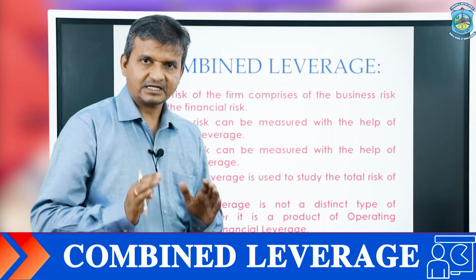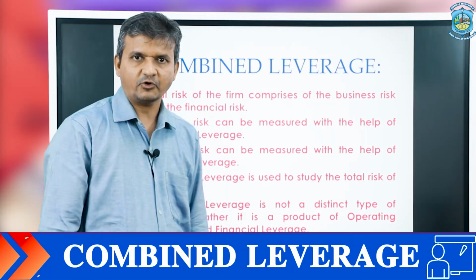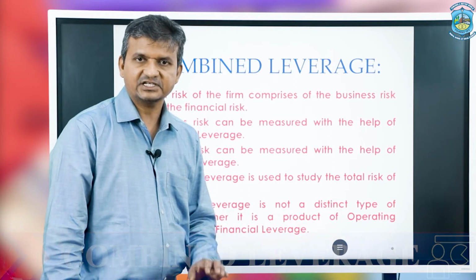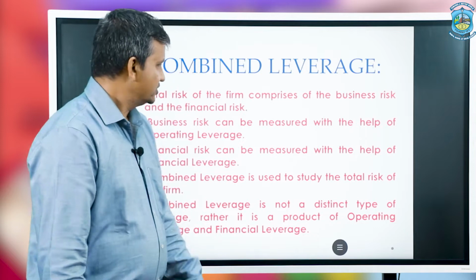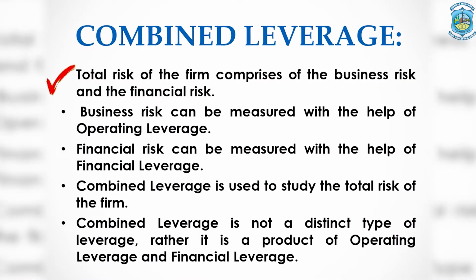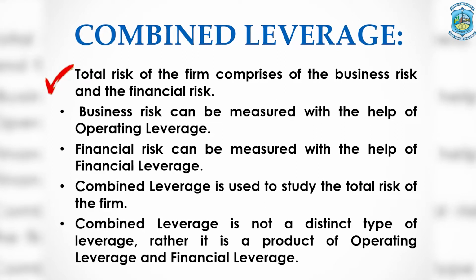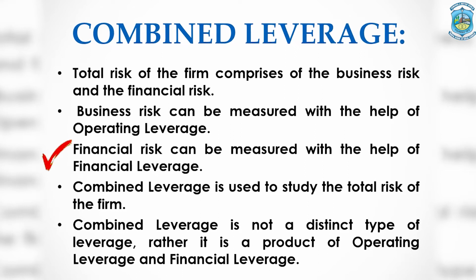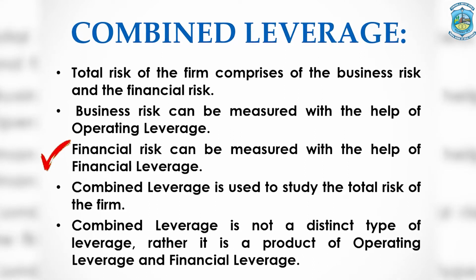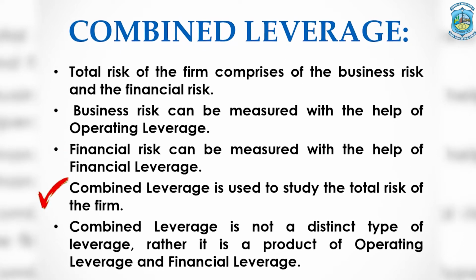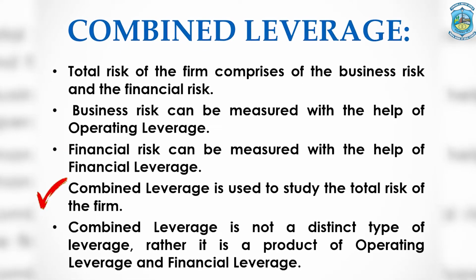Before we start with combined leverage, we just need to recap what we have done in the previous classes. We have studied operating leverage and financial leverage. The total risk of the firm comprises business risk as well as financial risk. Business risk can be measured with the help of operating leverage and financial risk can be measured with the help of financial leverage. Both these topics we have covered in the previous classes. Now, combined leverage is used to study the total risk of business.